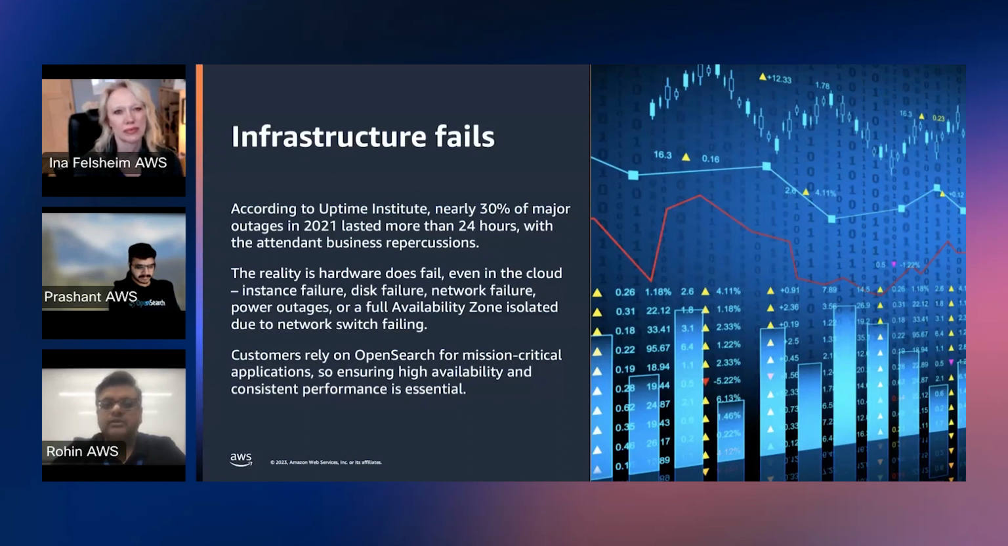For example, according to the Uptime Institute, nearly 30% of major outages in 2021 lasted more than 24 hours, which had business impact across the board, right? You had revenue loss, you had business impact, downtime, and if your system is part of your business critical application, you need to have them up and running all the time. Otherwise, there's a direct impact on your business.